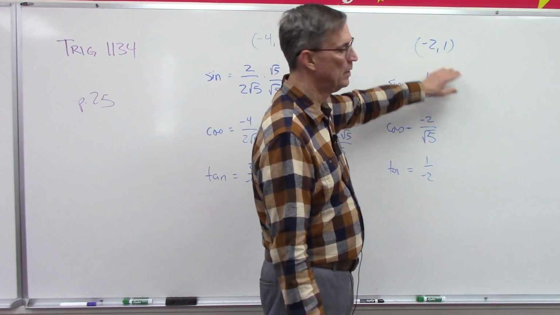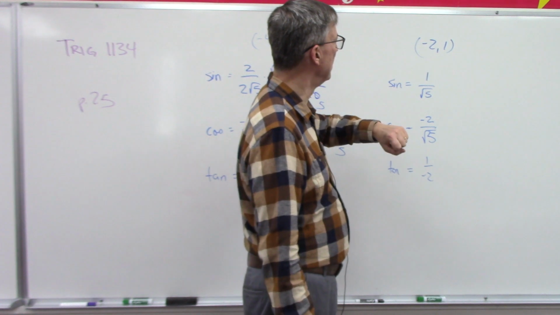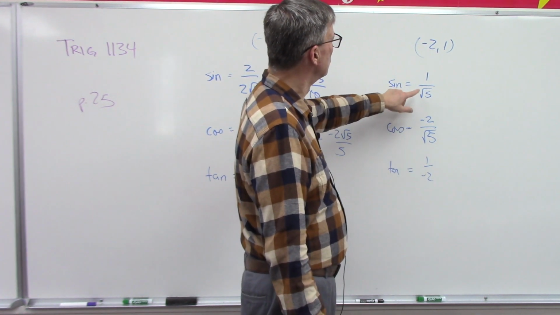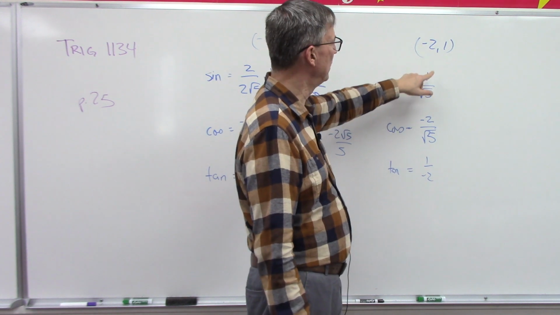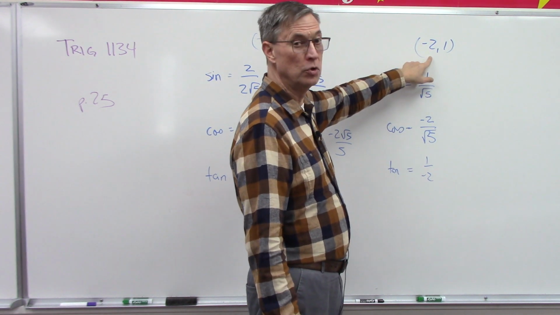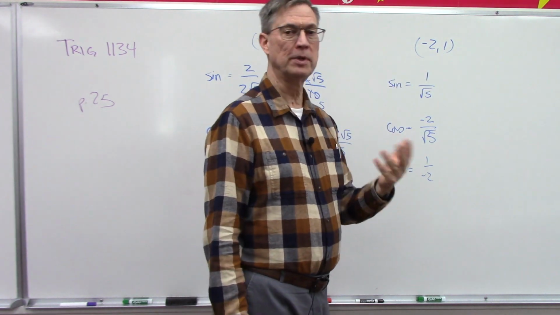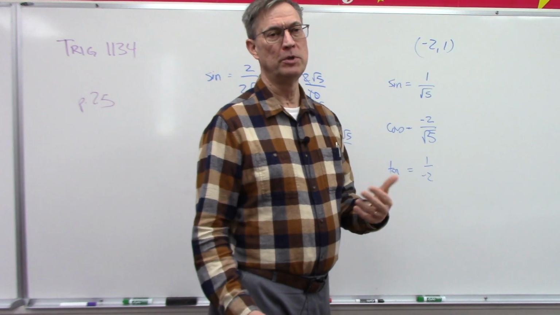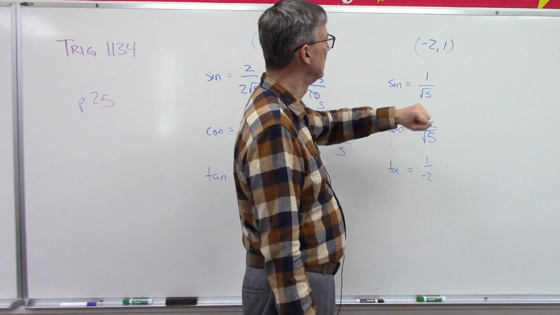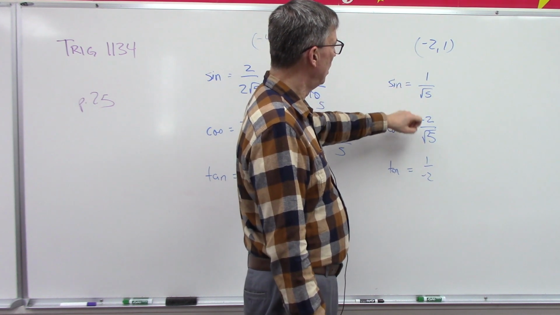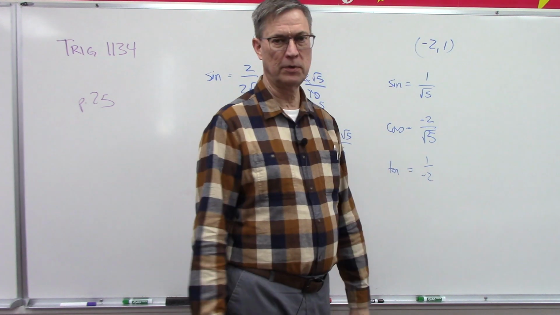What happens if we take another point on the same terminal side? In this case, negative 2, 1. So I'm going to take the y value, y over the square root of 5. How do I know it's square root of 5? Negative 2 squared is 4. 1 squared is 1. You add the 4 plus the 1, you get 5. And then we do the square root of that, okay? So square root of 5 is the r value. So I have y over r, x over r, and then this is y over x for the tangent.